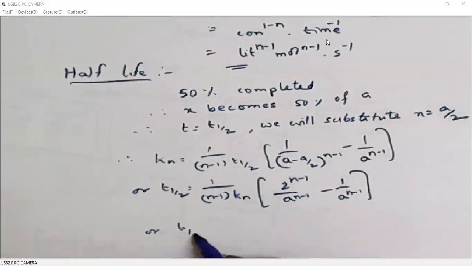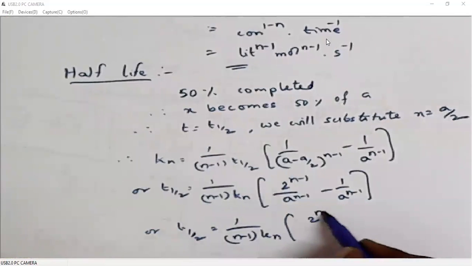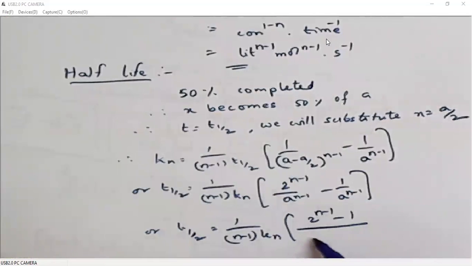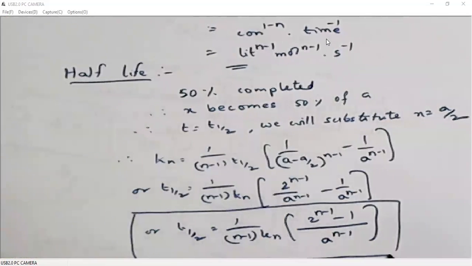Or T half is equal to 1 by n minus 1 Kn into 2 power n minus 1 minus 1, because the denominators are the same, so the LCM is the same, A power n minus 1. This is the expression for the half-life of an nth order reaction. T half is equal to 1 by n minus 1 Kn into 2 power n minus 1 minus 1 by A power n minus 1.